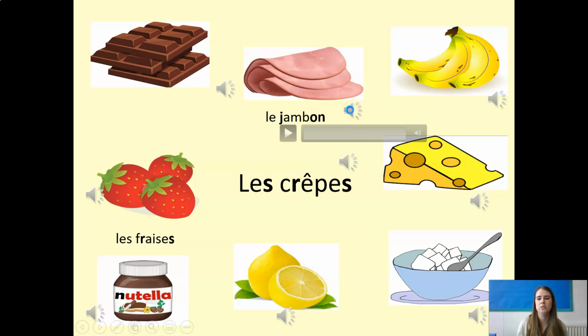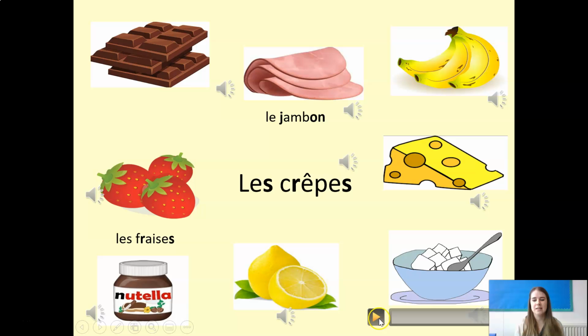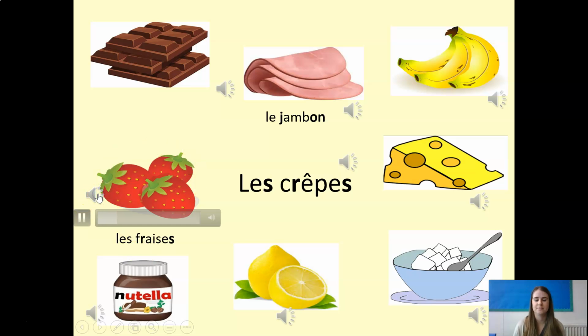So this is le jambon. Le jambon. So ham. It's meat. Le fromage. Le fromage. This is our cheese. We have cheese and ham crepe. Now here we can see this is sugar. This is an interesting sound, you've got to pay attention to this one. Le sucre. Le sucre. So it's got a sound at the end of it. And then here we have our strawberries. Les fraises. Les fraises. So again, that's almost got that sound that comes behind it.